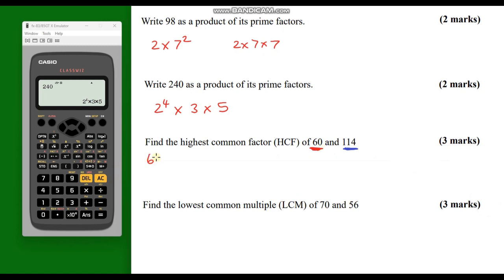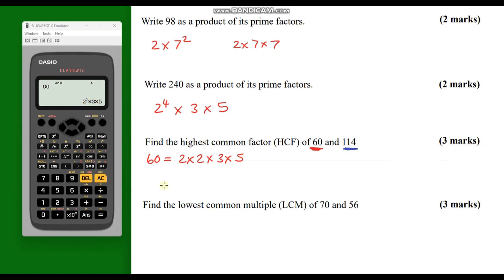So 60, well, that's going to be equal to, so if we put it on the calculator, 60 equals, and then we do shift, and then this button. So we can see what this is as the product of its primes. So it's 2 squared, but I'm going to write 2 times 2 times 3 times 5. You're going to see in a moment why I've written 2 times 2 instead of 2 squared.